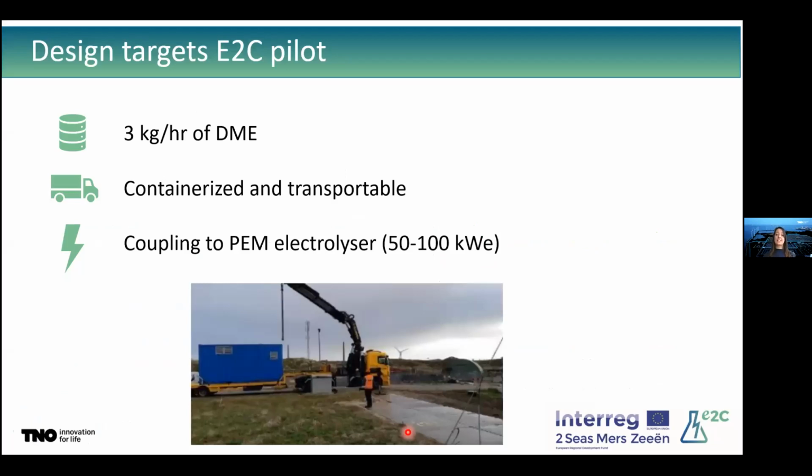So then the next step is the pilot that's being built in the E2C project. There were a few targets that we wanted to reach with this pilot. The design target for the productivity is a capacity of 3 kilograms an hour of DME production. It's important for us that this is a flexible pilot because it can also be used by other partners. We can move it somewhere else to another location.